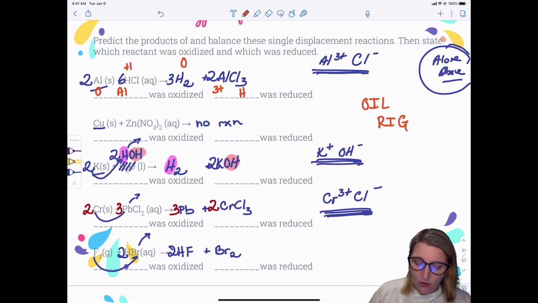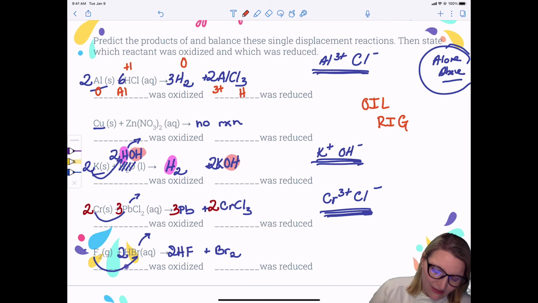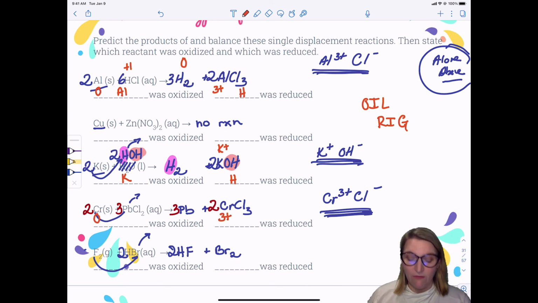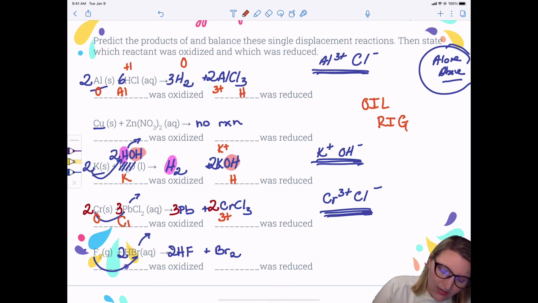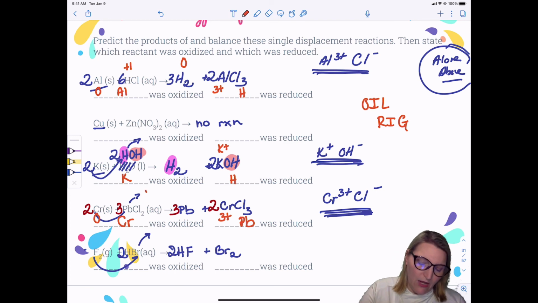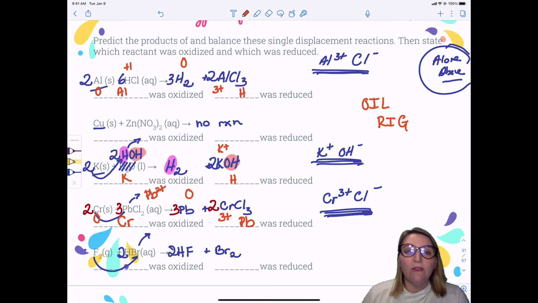Copper, oh, that one had no reaction. Potassium goes to being potassium with a +1 charge. So potassium was oxidized and hydrogen was reduced. Chromium goes from having a charge of 0 to a charge of 3+. It must have lost electrons, so it was oxidized. And lead must have been the compound that was reduced. It goes from 2+ to being neutral, so it must have gained electrons.